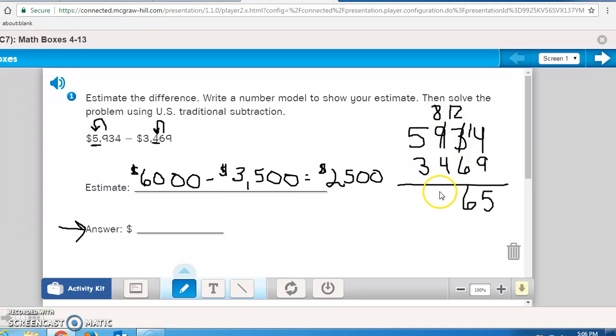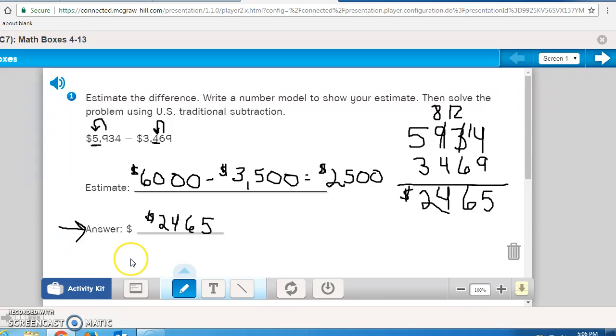8 minus 4, which is 4. And 5 minus 3, which is 2. So my real answer is 2,465. Remember, when you're doing multiple step problems, it's best if you break it down and do one part first and come up with an answer, and then finish doing the other part to come up with your final answer.